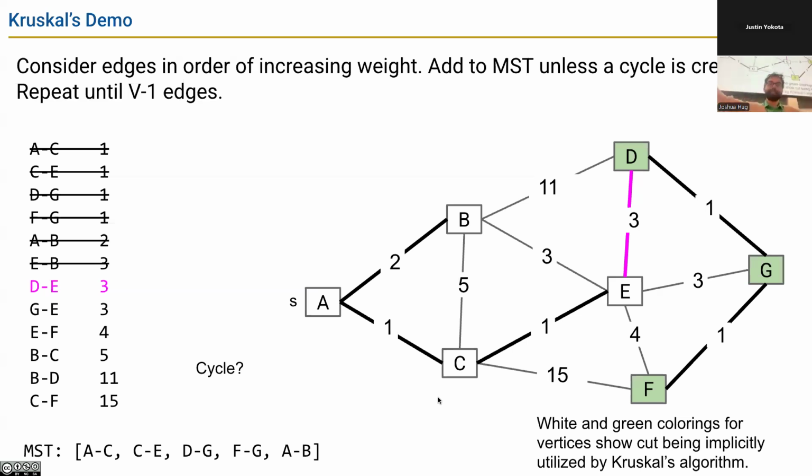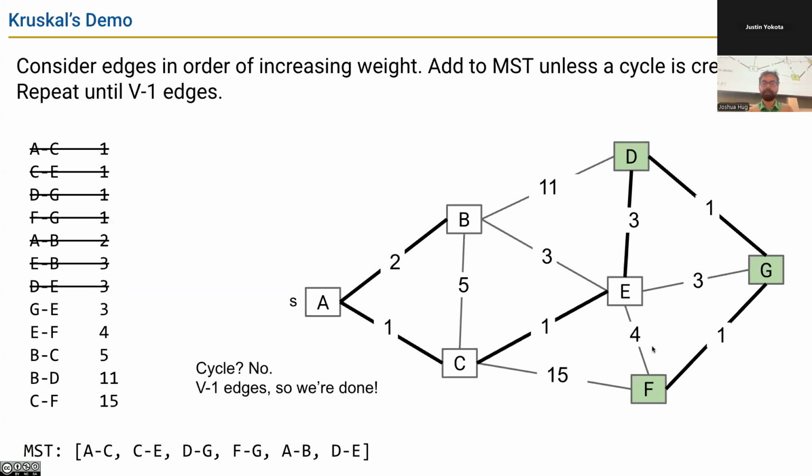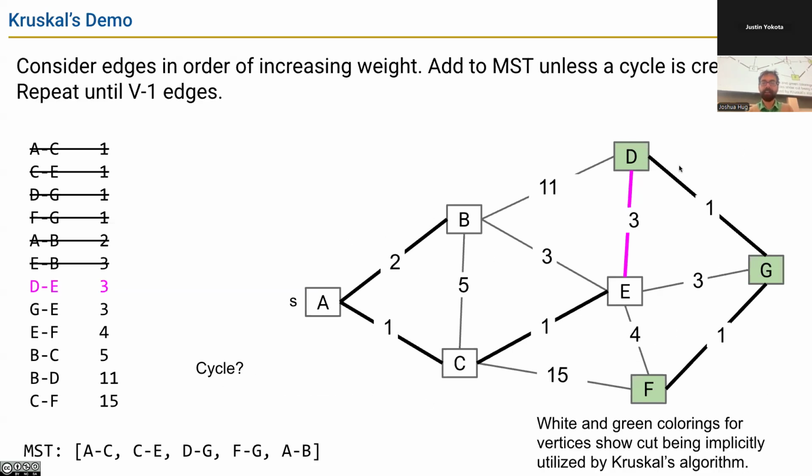Yeah, they're all connected, right? So they're already connected. If I think of these as already connected and make those the white vertices, and the ones that are not yet on this side of the cut, call these green, then this is the smallest crossing edge.